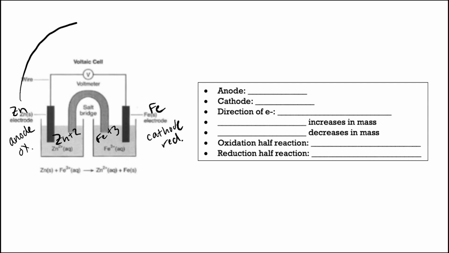So electrons always move anode to cathode. And if you take a second to think about that, the anode is losing electrons, being oxidized. So it's going somewhere, and then the cathode is accepting and gaining those electrons. So that is why electrons flow that way.